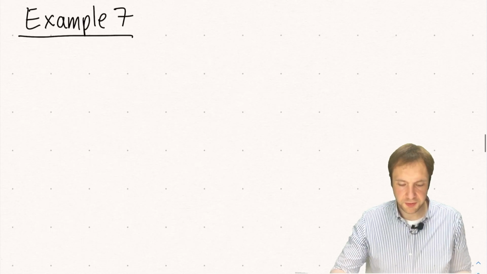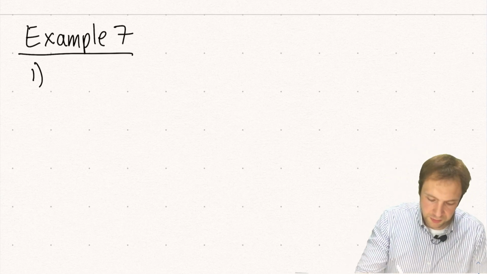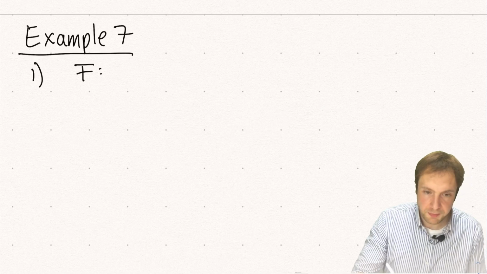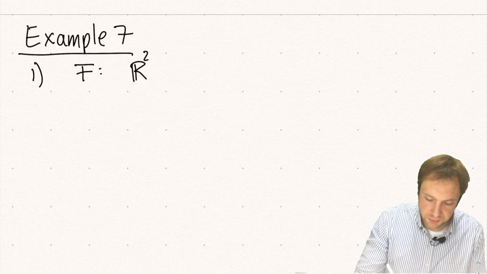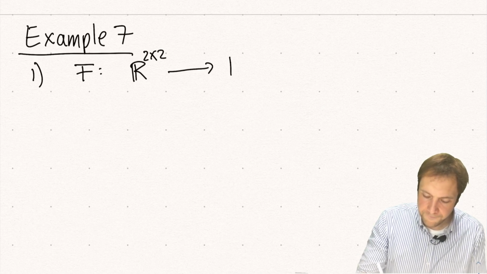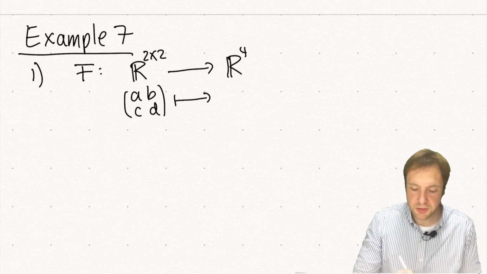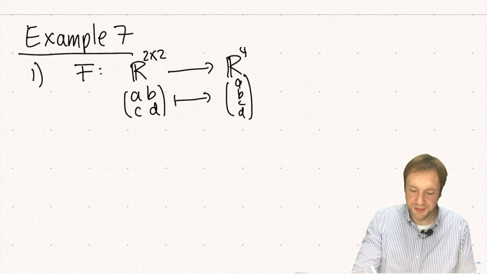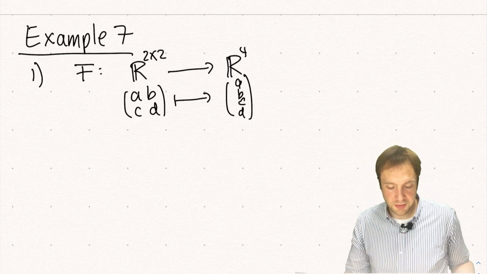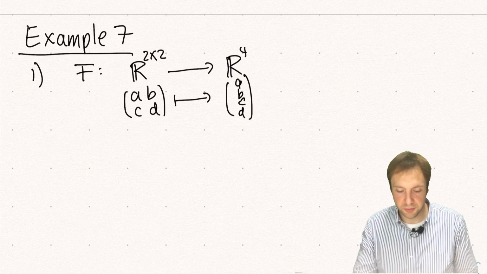Okay, so let's do an example. For example, the map F, which I said earlier, if I take 2 by 2 matrices, so A, B, C, D. Let's take the function where I send the matrix A, B, C, D to the vector A, B, C, D. So it's not really an exciting map, but this is an example for an isomorphism.